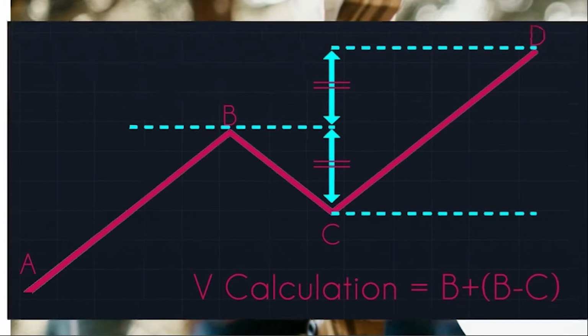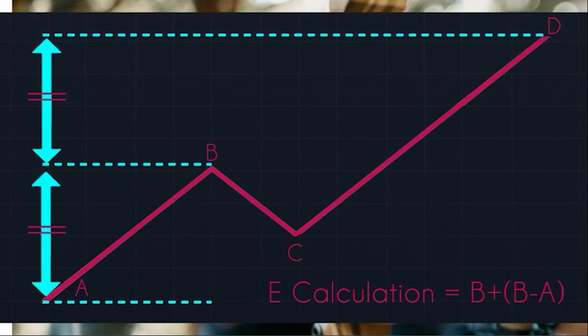Now let's move on to E. For the E calculation, we subtract the price of point A from B to get the distance between the 2 points. We then add that to B to give us our E target.